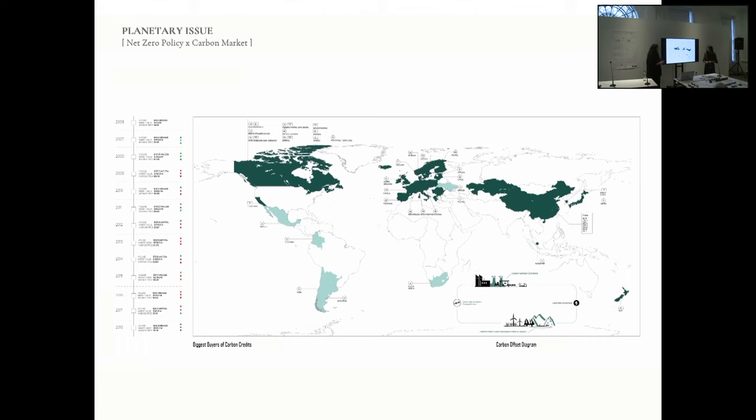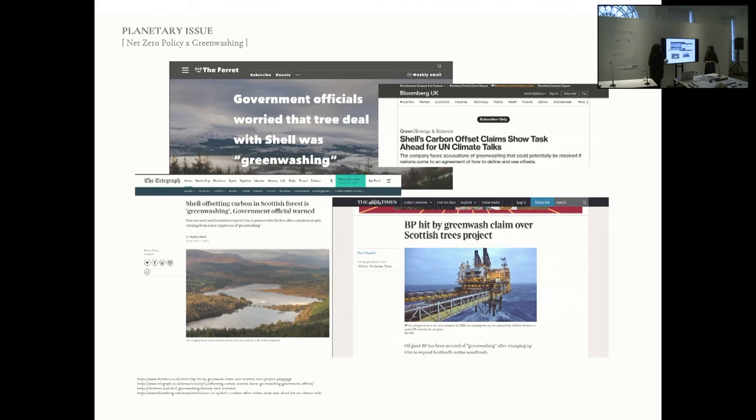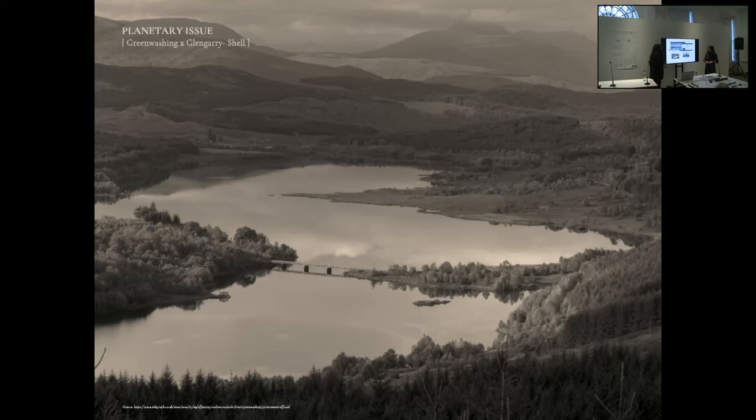Landscapes, converting them from unique places into generic abstract calculations. So net zero policy has catered for greenwashing, such as carbon offsetting strategies used by major landowners in Scotland, leading to land grabbing and the rise of green belts. One striking example is Shell's project in Glengarry, Scotland.